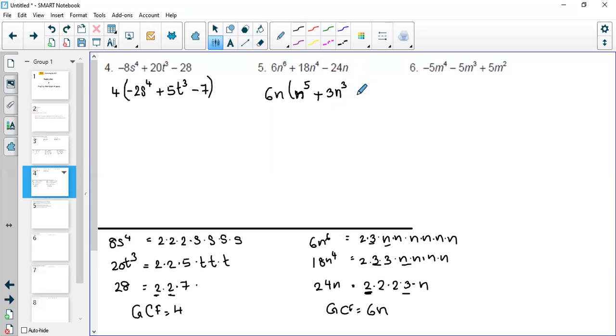That means 4 minus 1 is going to give you a 3. Here again, it's going to be only 4, because 24n divided by 6n is going to give me 4. So this is the factorization for question number 5.